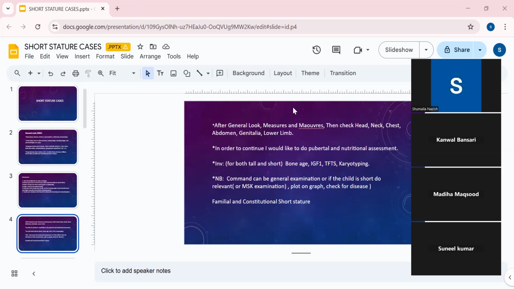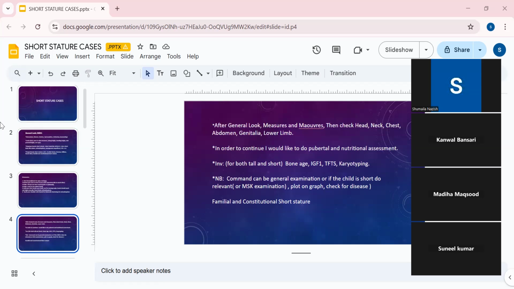And you also comment on the nutritional status of the child, okay? So that is extremely important. And if you feel that this is a syndromic case, please mention that I would like to do a detailed developmental assessment with hearing, vision, whatever is relevant to your case, okay? So that would be the thing, okay?